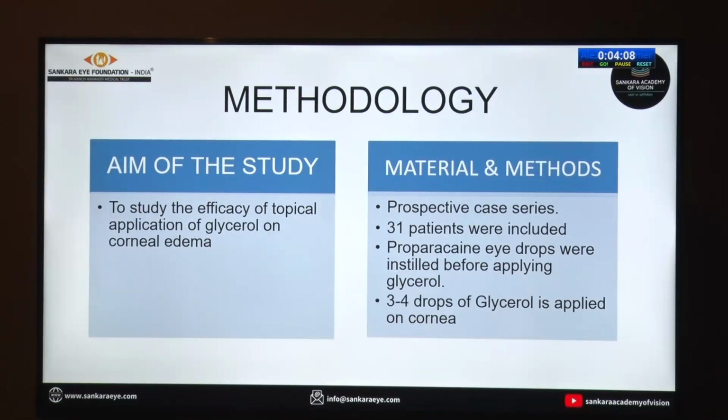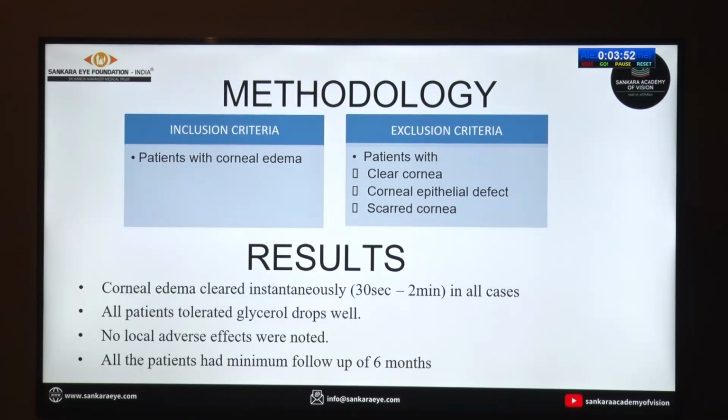The aim of the study was to study the efficacy of the topical application of glycerol in corneal edema. It's a prospective case series study. We did it on 31 patients who presented with corneal edema, where we used 3 to 4 drops of topical glycerol in their eyes, and instantaneously the corneal edema resolved within 30 seconds to 2 minutes, so the cornea became clear, and we were able to see the fundus and do the further examinations.